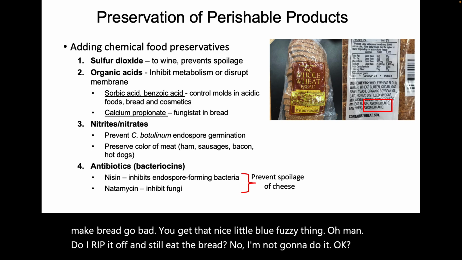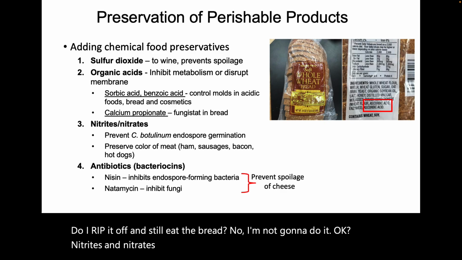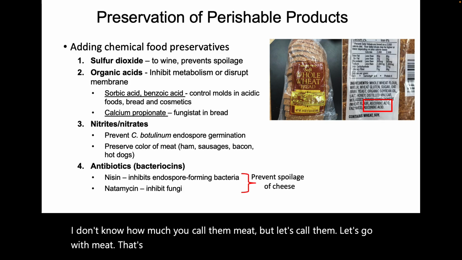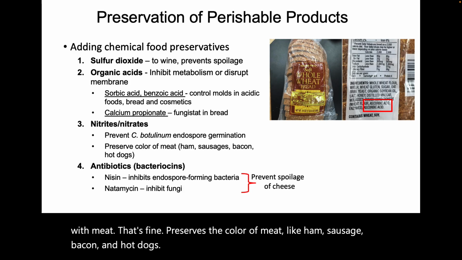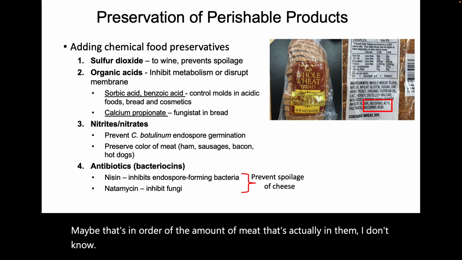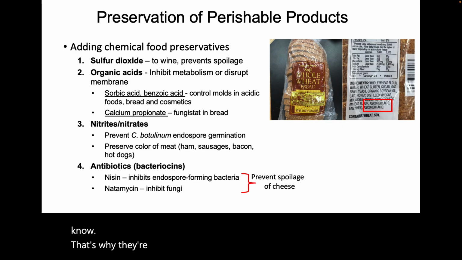Okay. Nitrites and nitrates. They can prevent botulinum spores from germinating. And I don't know how much you call them meat, but let's go with meat, that's fine. They preserve the color of meat like ham, sausage, bacon, and hot dogs. Maybe that's in order of the amount of meat that's actually in them, I don't know. That's why they're all kind of the same pinky color.